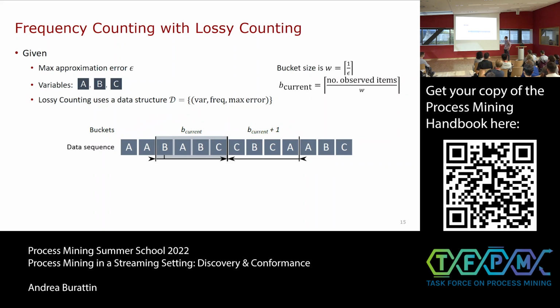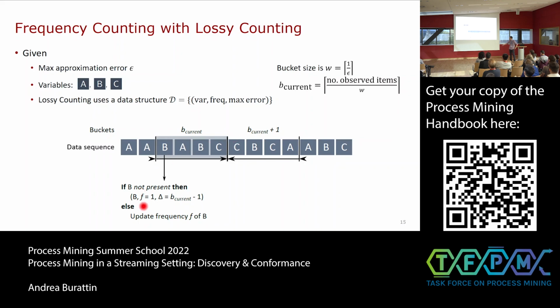And every time we see a variable, we need to check whether this variable is already in our memory or not. Whether we have seen this variable before or not. If we have seen it, then we can simply update the frequency. We can just increment the frequency component for that variable. If we haven't seen this variable, then we need to add it to our data structure.